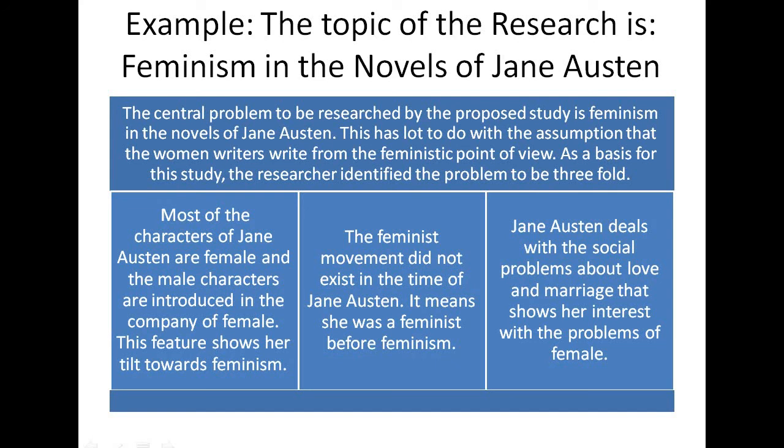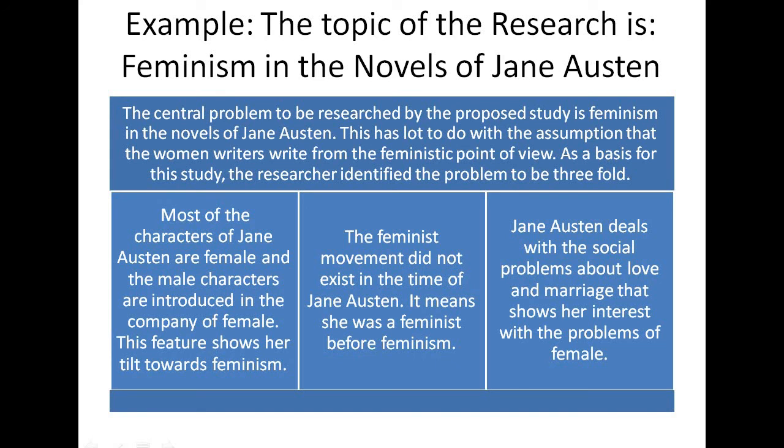This has a lot to do with the assumption that the women writers write from the feministic point of view. So this was the second part of the overall problem. Why are we investigating feminism in the novels of Jane Austen? Because it has been assumed that the women writers write from the feministic point of view. As a basis for this study, the researcher identified the problem to be threefold. Now, I am writing according to that plan that we have studied. So what are those threefold or subproblems?